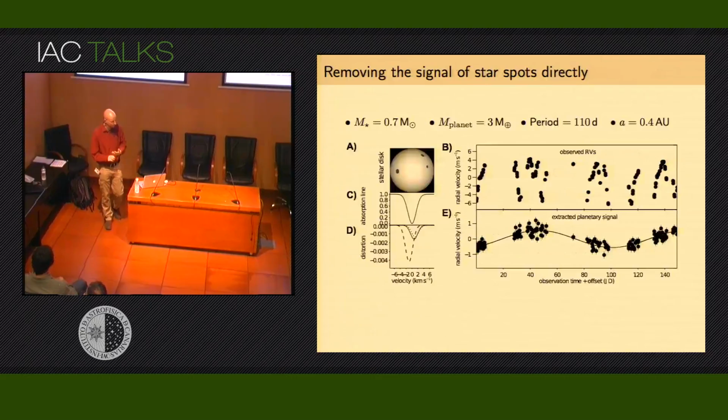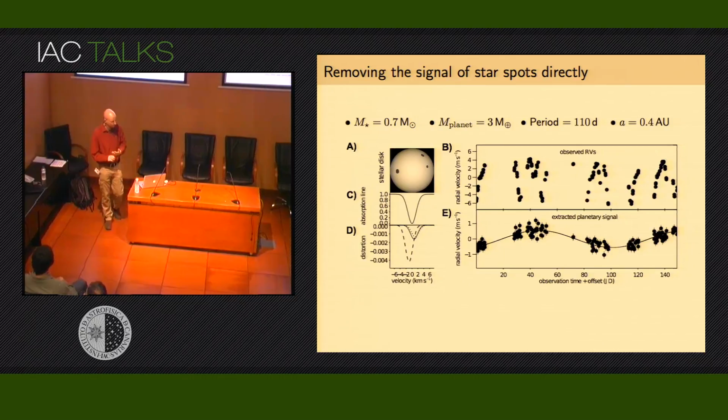And this is a little simulation I've done. You see on panel A a star with 3 active regions. You see in C the absorption line, and in D the deformation of this particular absorption line due to these 3 active regions. And then next to the active regions, I've also put a planet in the system on an orbit of 110 days.